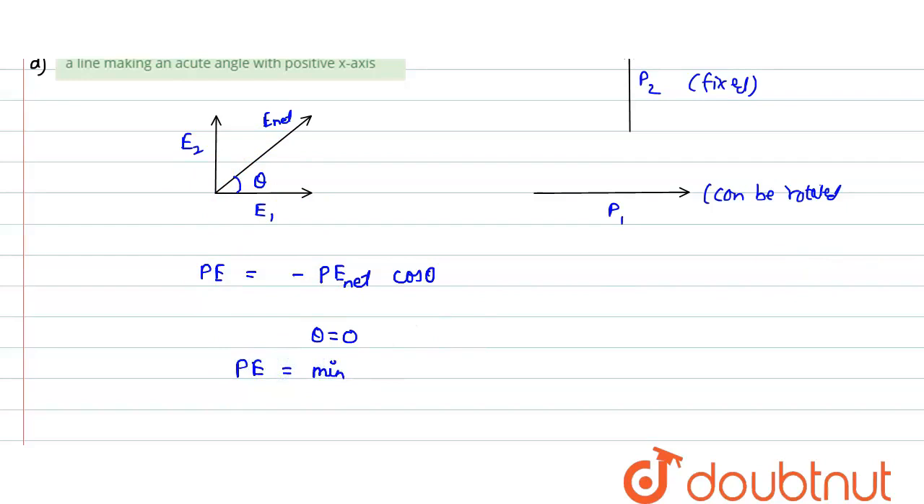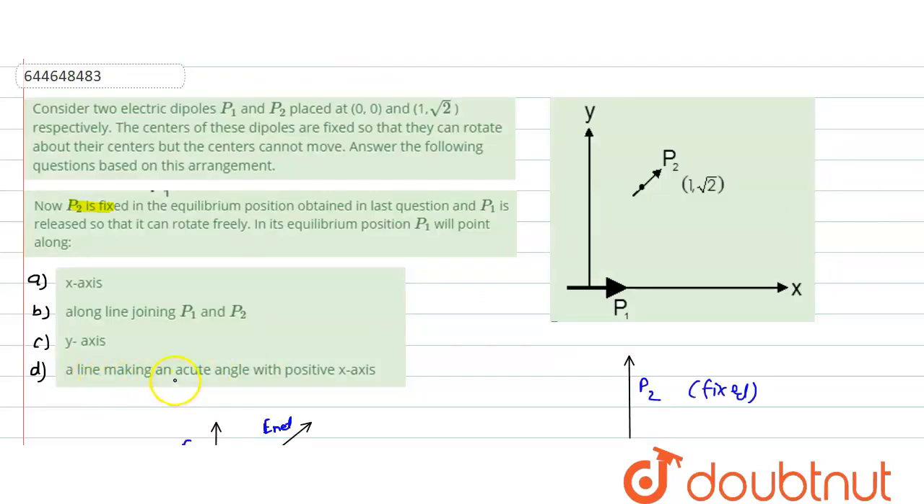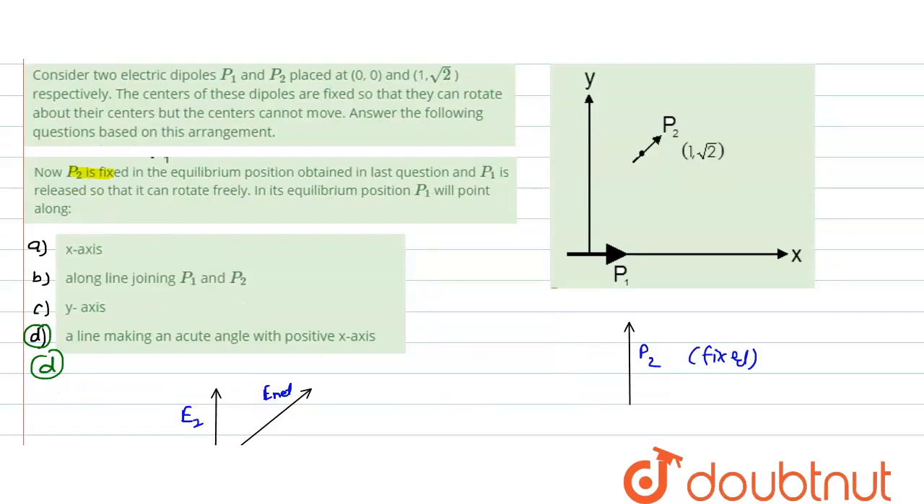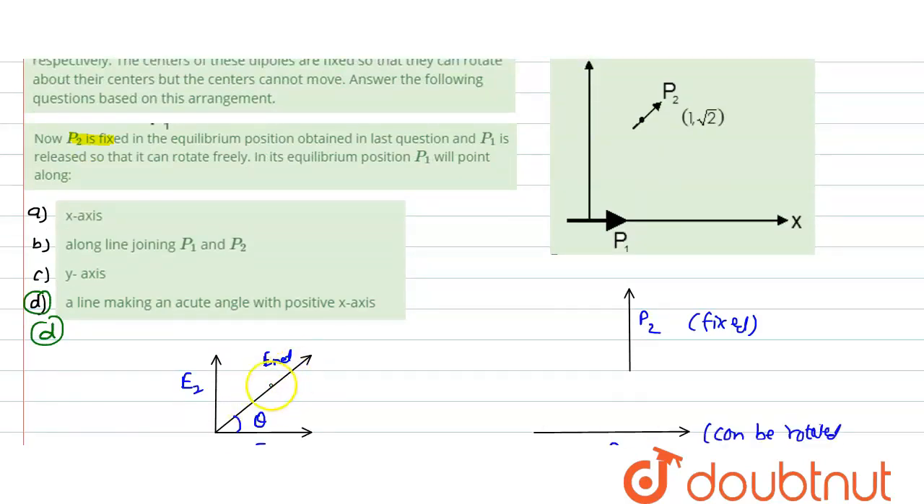That means the dipole would be making an acute angle with the positive x-axis. So the correct option would be option D, because this is the direction of the net electric field line along which its energy would be minimum. So hope you understood the solution.